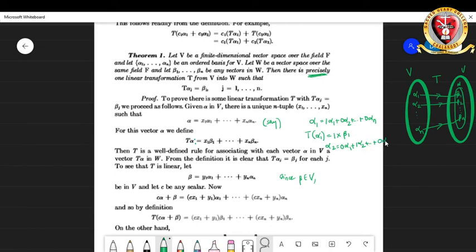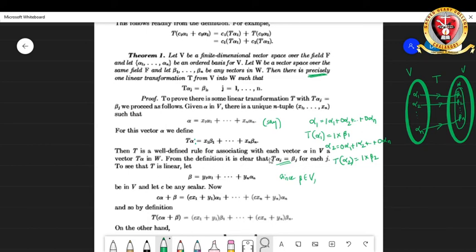plus 0 into alpha n. So you get T of alpha 2 is equal to 0 into beta 1 plus 1 into beta 2 plus etc. plus 0 into beta n. So you get that is equal to beta 2. So in general, you get there T of alpha j is equal to beta j for every j is equal to 1 to n.